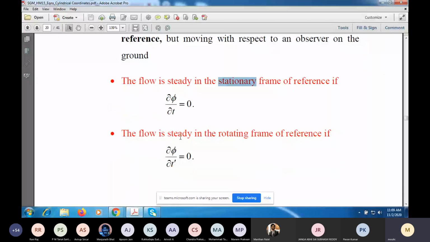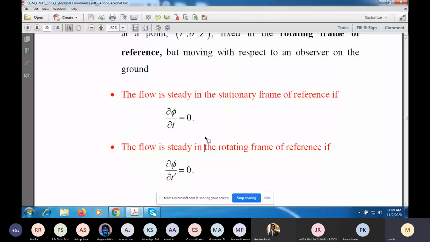Similarly, if ∂/∂t' is 0, we say the flow is steady in the rotating frame. And if ∂/∂t' is non-zero, the flow is unsteady in the rotating frame. In case of pumps and Francis turbine and Kaplan turbine, the flow will be steady in the rotating frame.